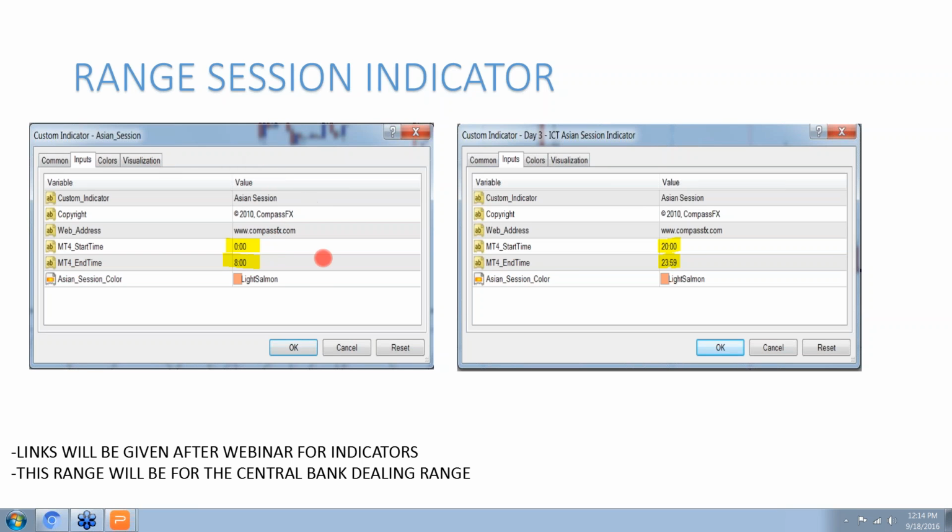The general settings once you open the indicator are going to be these time slots. You have 0 GMT and 8 GMT. You're going to want to change that to 20 GMT and 24 GMT. I'm going to be explaining why you're going to want to look at these times specifically. Once again, the links are going to be given out after the webinar. The range for these time periods is going to be the central bank dealing range. I'm going to be explaining what's going on during that time and how the central bank is manipulating price in order to grab liquidity and seek liquidity to continue its overall move.